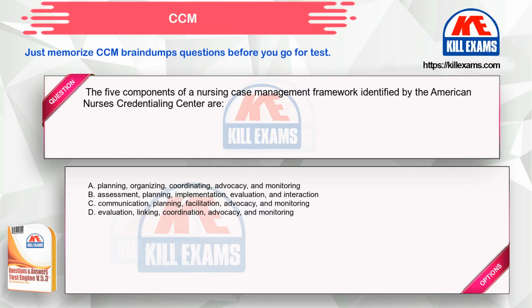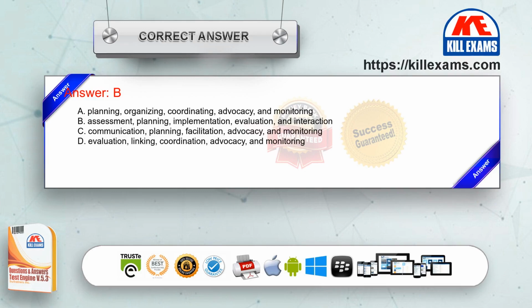The 5 components of a nursing case management framework identified by the American Nurses Credentialing Center are: A. Planning, organizing, coordinating, advocacy, and monitoring. B. Assessment, planning, implementation, evaluation, and interaction. C. Communication, planning, facilitation, advocacy, and monitoring. D. Evaluation, linking, coordination, advocacy, and monitoring. The correct answer is option B.